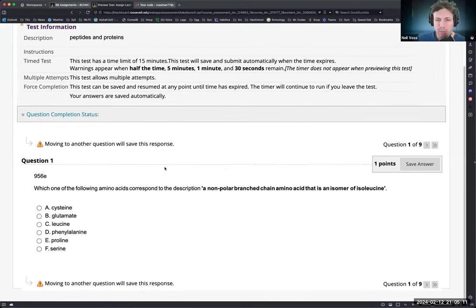Which one of the following amino acids corresponds to a polar branched chain amino acid that is an isomer of isoleucine? So the branched chain amino acids are leucine, isoleucine, and valine. Leucine would be the only one that is an isomer.